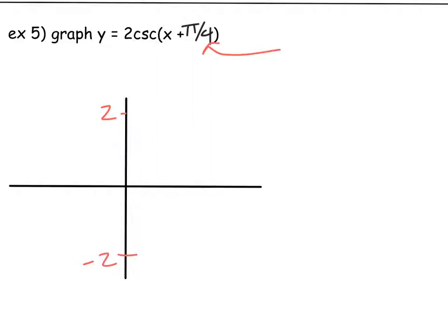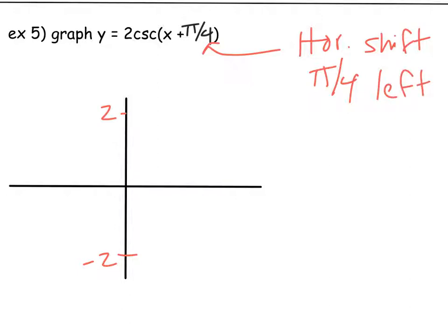And I wanted to come back to this because we saw this in the second day of 4-5. This is a horizontal shift pi over 4 to the left. Okay, and that's a huge, huge number because that tells me where to start. Okay, and that's a big thing, right? My first period, I'm just going to sketch one period for this curve. Okay, but that's where it's going to start.